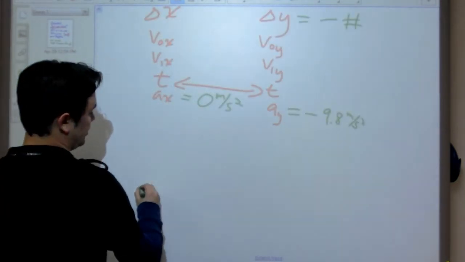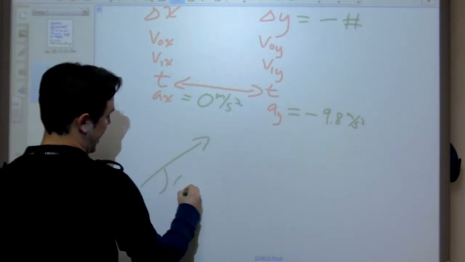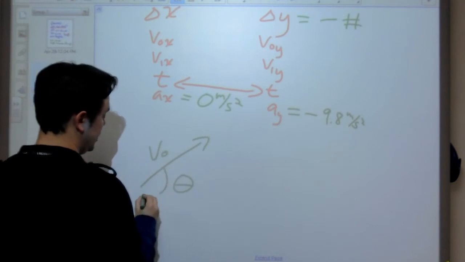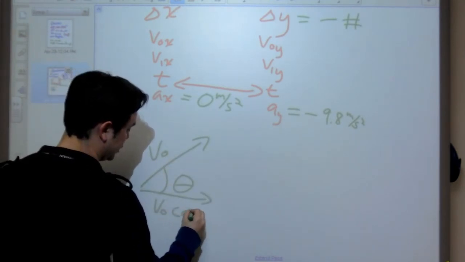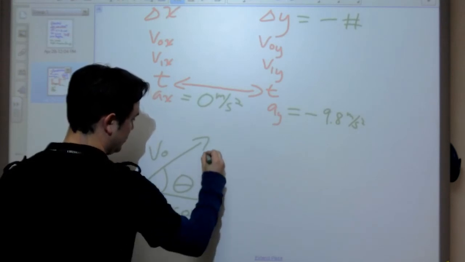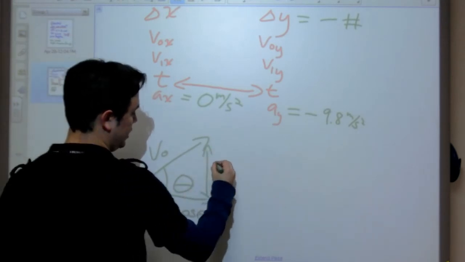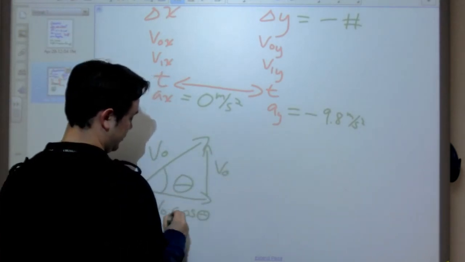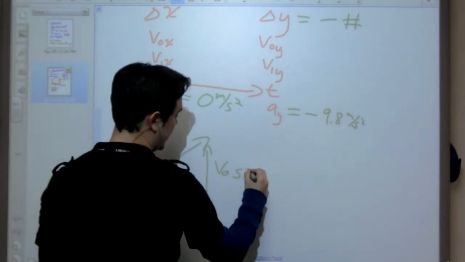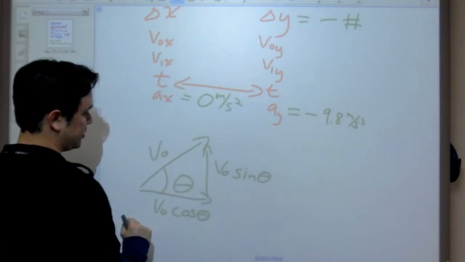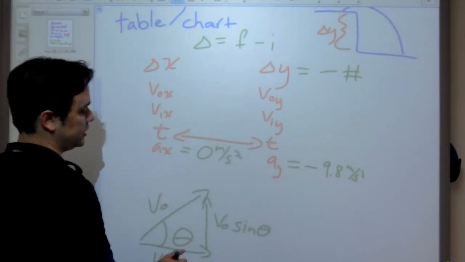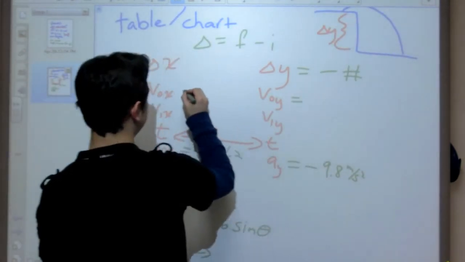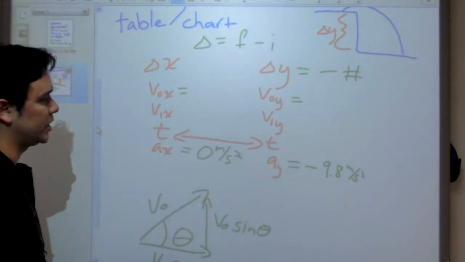This is where our vectors come in. We're given an initial velocity at some angle theta, v naught. You'll need to find your x component, where you will often find that it is v naught cosine theta, it being the adjacent side, and your initial y velocity is v naught sine theta, because it's the opposite side, and here's your hypotenuse. So that's how you get your initial velocities. You put them up in here. That fills in your information.